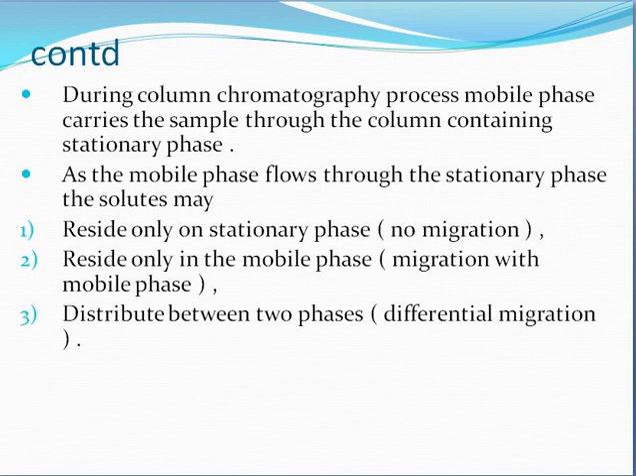During the column chromatography process, the mobile phase carries the sample through the column containing the stationary phase. As the mobile phase flows through the stationary phase, the solute may reside only in the stationary phase, with no migration. Or it may reside only in the mobile phase and migrate with the mobile phase. Distribution between the two phases results in differential migration.